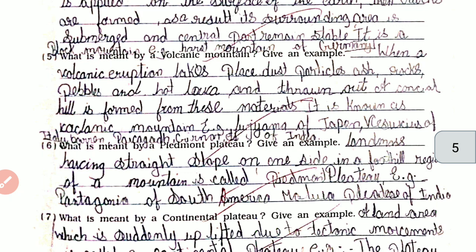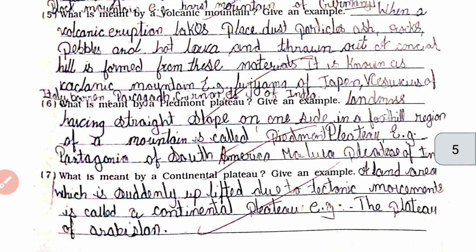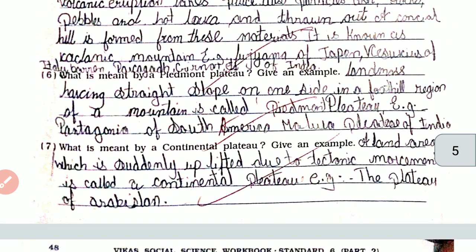Example: Harz mountain of Germany. Fifth number, what is meant by a volcanic mountain? Give an example. When a volcanic eruption takes place, dust particles, rocks, pebbles, and hot lava are thrown out, and a conical hill is formed from these materials. It is known as volcanic mountain. Example: Fujiyama of Japan, Vesuvius of Italy, Barren, Pavagadh, Girnar, etc. of India.